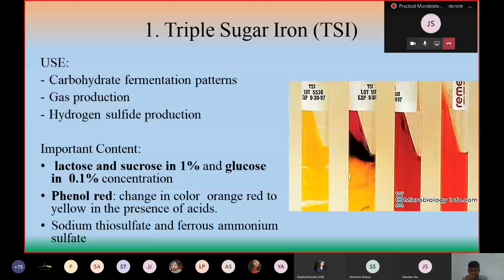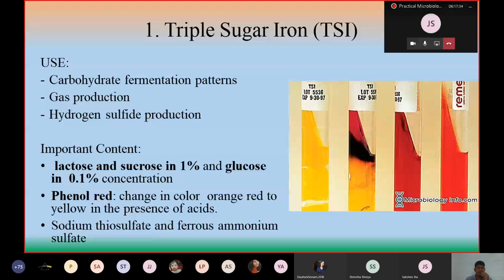As the name suggests, it contains three different sugars: lactose, sucrose, and glucose. Concentration-wise, lactose and sucrose are 1% and glucose is 10 times lesser, 0.1%. That means if 10 parts are lactose, 10 parts are sucrose, then 1 part is glucose. Or 10 grams is lactose, 10 grams is sucrose, then 1 gram is glucose.